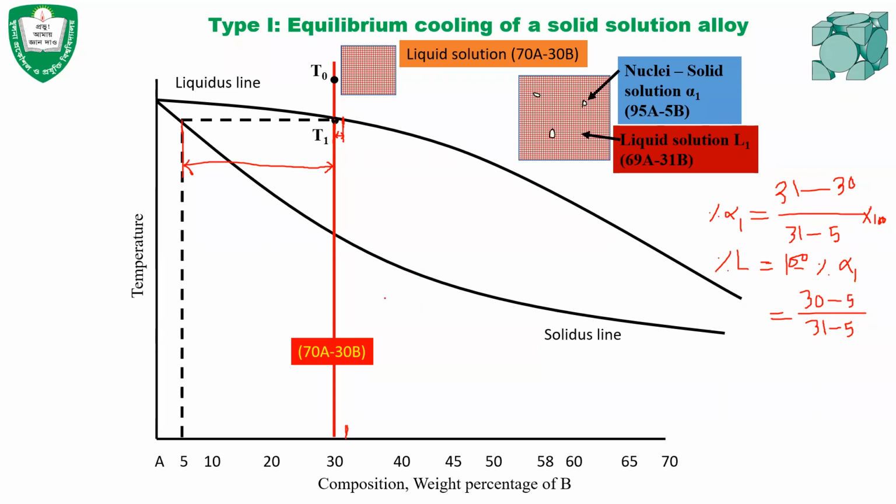Okay, any question here? Sir, I have a question. Why does the liquid solution L1 have 69 A and 31 B?